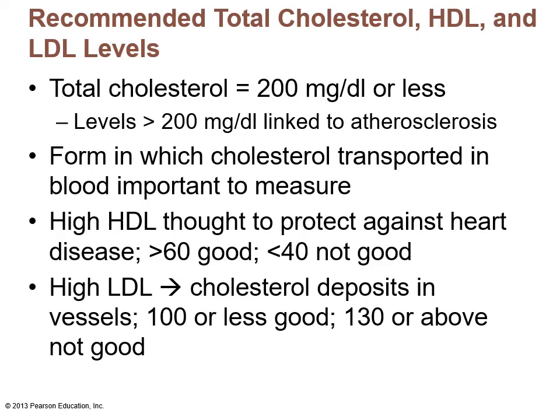So we said earlier, total cholesterol, this is blood levels of cholesterol, should be 200 milligrams per deciliter or less. And anything greater than 200 milligrams per deciliter is linked to plaque buildup, or what we call atherosclerosis. Now, the form in which the cholesterol is transported in the blood is important to measure, and sometimes these things change. These values are constantly being looked at by the health associations to see what they consider a good or poor value.